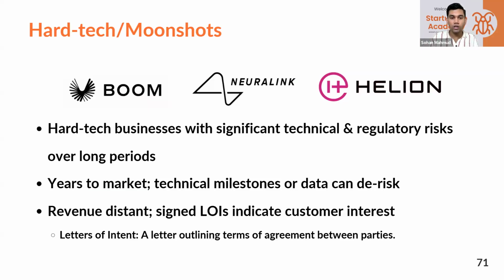Then it takes years for these companies to go to market, and the technical milestones or data can de-risk. And this is a revenue-distant model. You will not be able to see a lot of revenue for the first 10 years, maybe. If you look at the robotics companies, they are still not earning revenue, but they're able to raise money because investors are looking into the future.